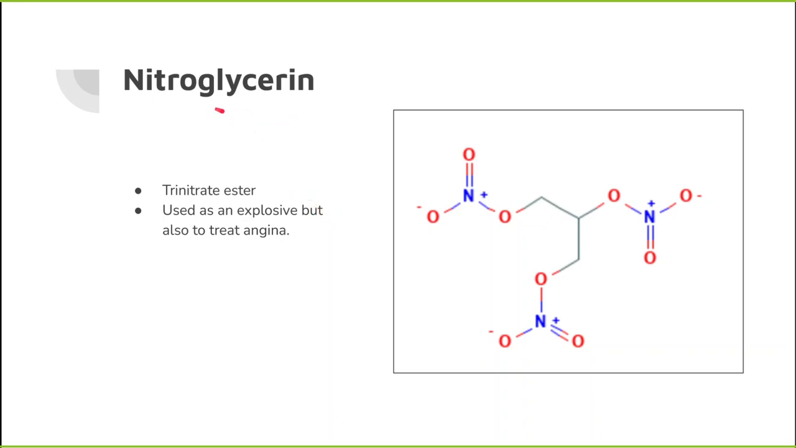Nitroglycerin, which we talked about before. It's used as an explosive, but it's also used to treat angina with your heart. This is a trinitrate ester. So you've got these nitro groups in three different locations.